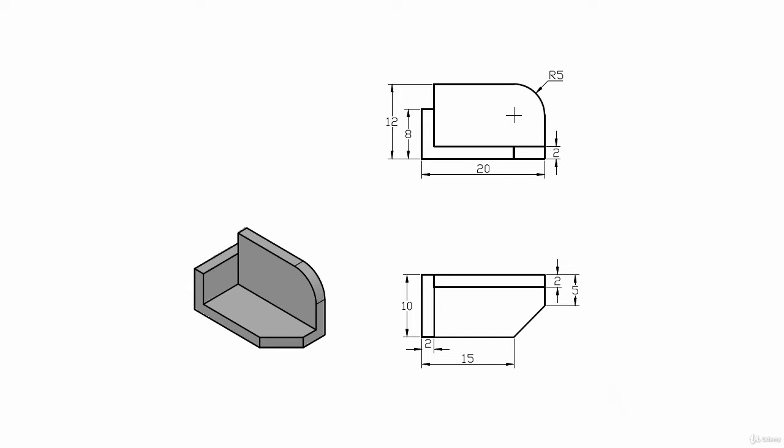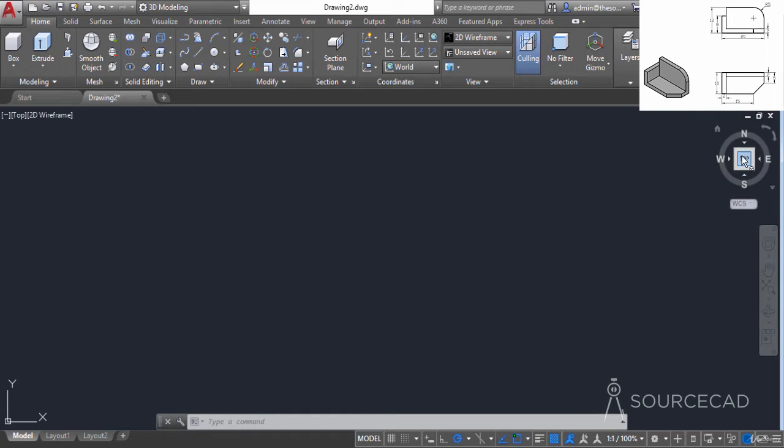In this video, we'll make this simple 3D practice drawing, and to make this practice drawing, I'll start from the top view. So right now you can see that I'm in the top view. Just make sure you are also in the top view to start this drawing, and then I'll select the polyline tool from the draw panel.